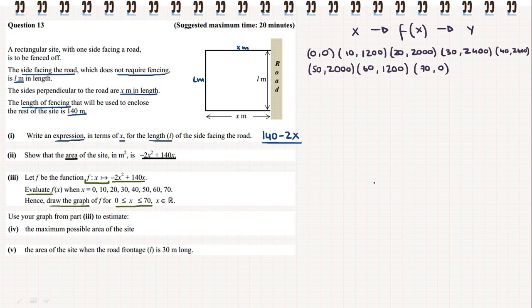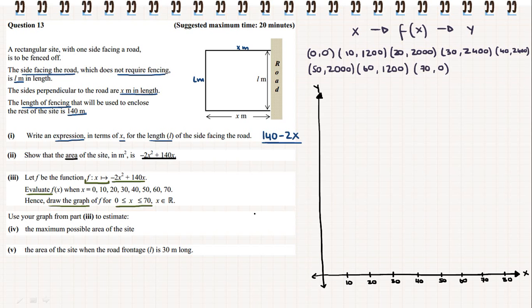So now we need to draw our graph. The first thing we do is draw our x and y axis. I've really only drawn the positive sides for the x and y axis because we only have positive values for x and y. So we need to put 0 to 70 on the x-axis and 0 up to about 2,400 on the y-axis.